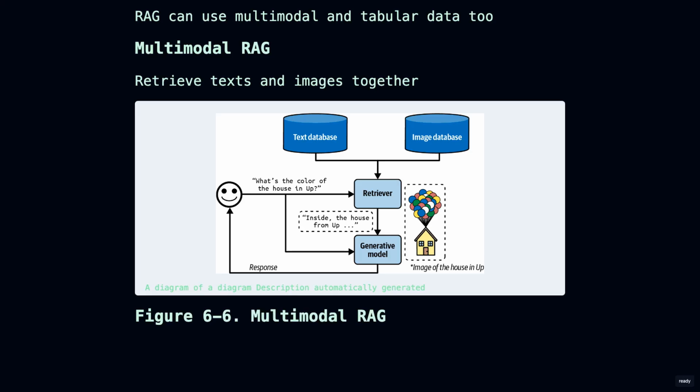This figure summarizes the idea. A RAG system can augment a query with more than one modality. The main point is that retrieval is no longer tied to text-only data.